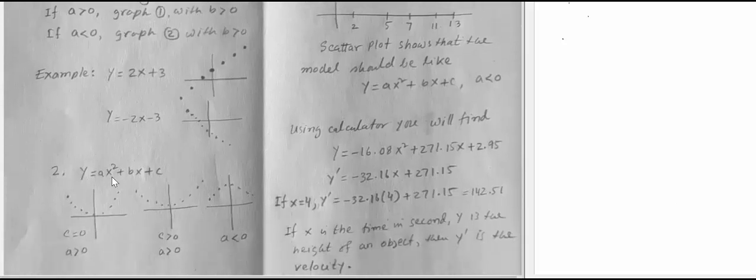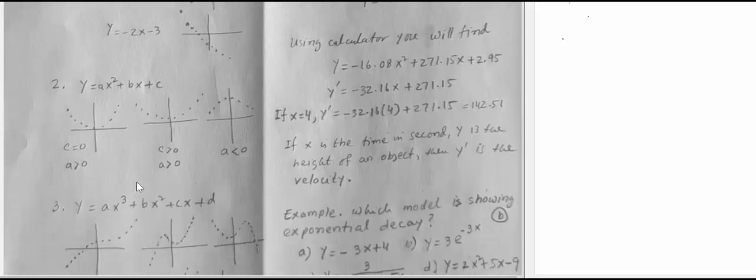The second one is the quadratic. The graph is a parabola and depends on the a, b, c values, right? When your leading coefficient a is positive, the graph opens upward. If it is negative, then it opens downward, all right? And also it depends on the y-intercept c. If c is 0, the graph passes through the origin, all right? So these are all basic models.